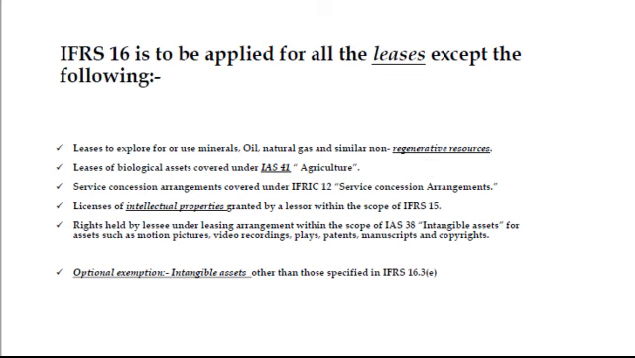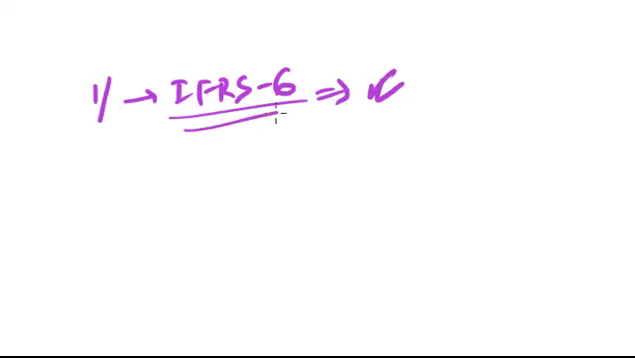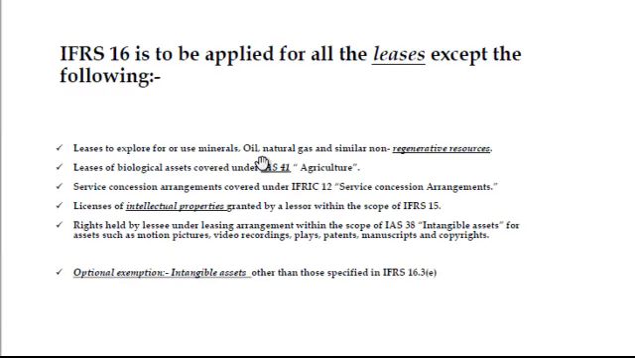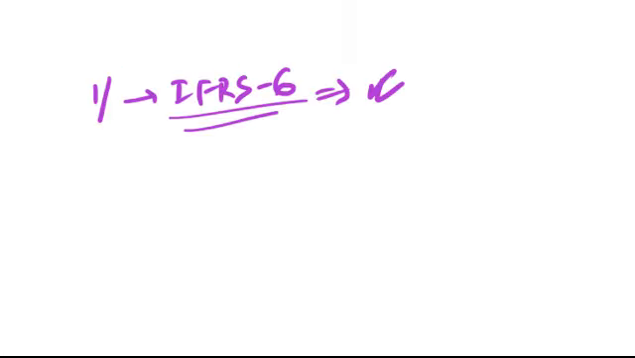Because this is covered by IFRS 6. We do have a specific standard to deal with this. IFRS 6 deals with the items mentioned under the first exception. So any leases related to oil or natural gas, for example any mine fields or any oil fields where we dig for oil, are not covered under IFRS 16, because they have been specifically covered under IFRS 6.